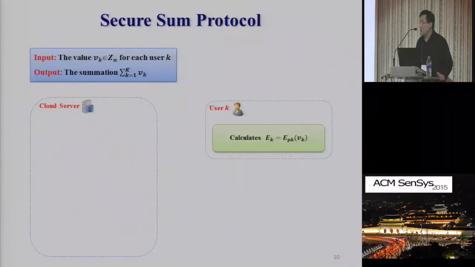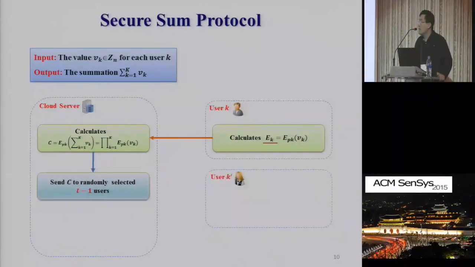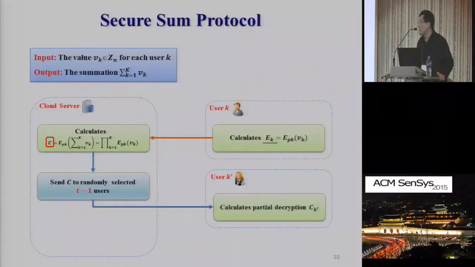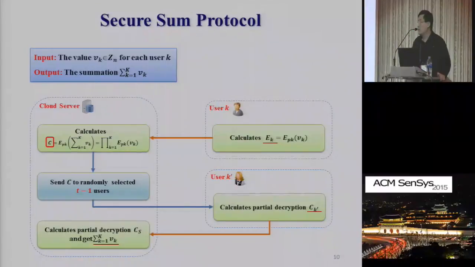As we can see, the user will first encrypt its own value and send the ciphertext to the cloud server. The cloud server will first calculate the encryption of the summation using the Paillier cryptosystem. Then it will send the ciphertext to randomly selected T-1 users. After each of these users receives the ciphertext, it will try to decrypt it. Because each user only has part of the private key, it can only derive a partial decryption. Each user will send the partial decryption back to the cloud server. Because the cloud server itself also has a partial decryption, altogether it has T different partial decryptions. So it will be able to decrypt the ciphertext and get the summation of the user values.